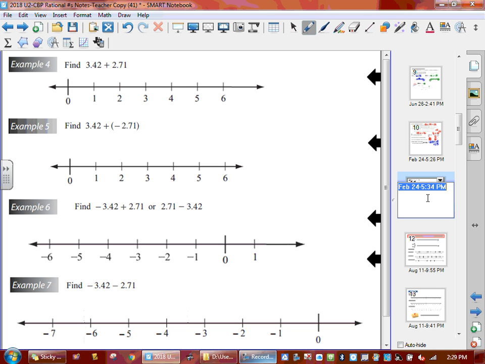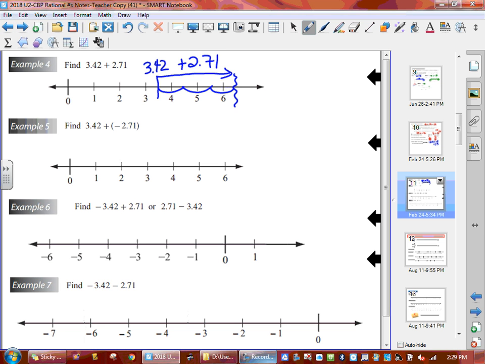And then I would add 2.71. So I'm going to go 2 spaces, 1, 2, and then a 0.71. I'm going to end up roughly over here somewhere. So I'm going to be adding 2.71. What is my answer I'm going to be ending up at? Where do I end up with that one? What do you think? Well, type it in your calculator if you have to. Where are you going to end up?